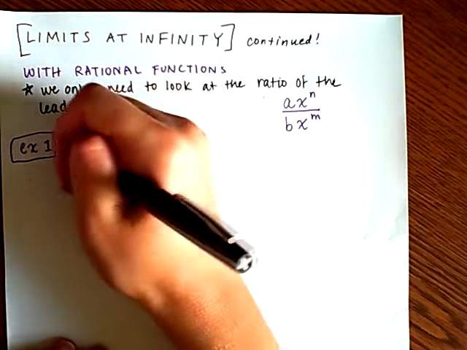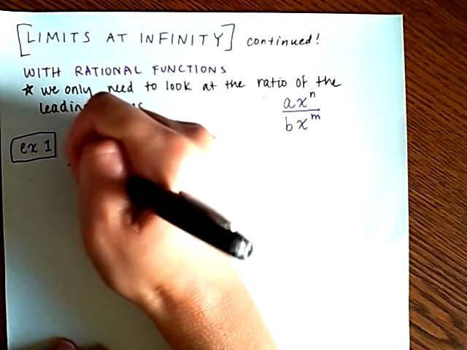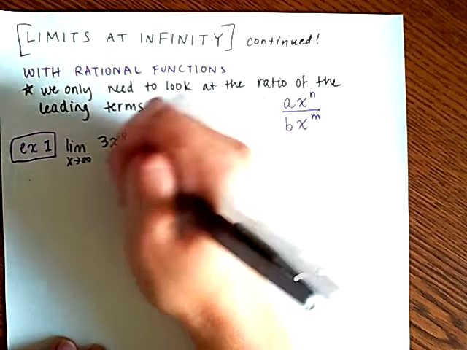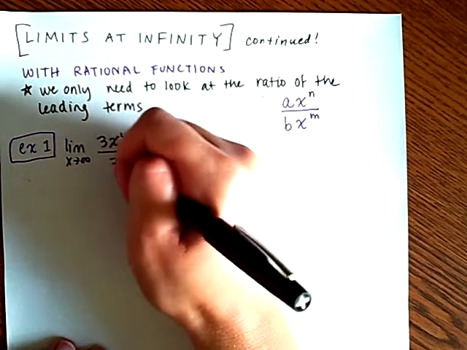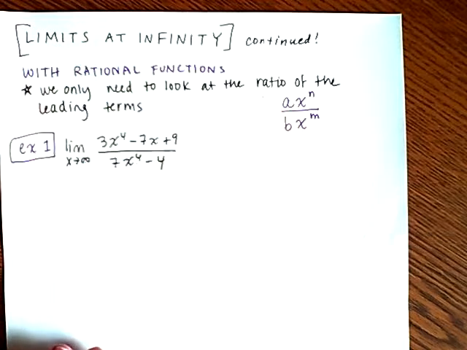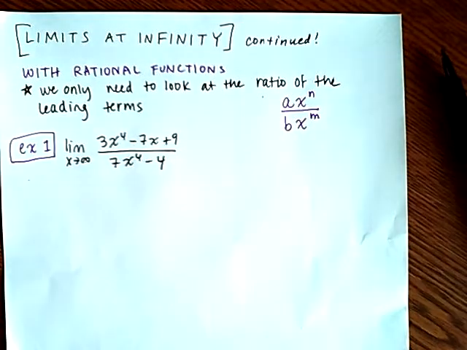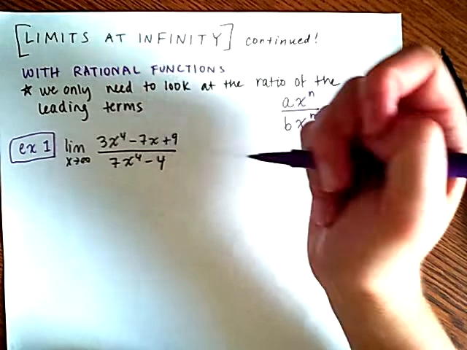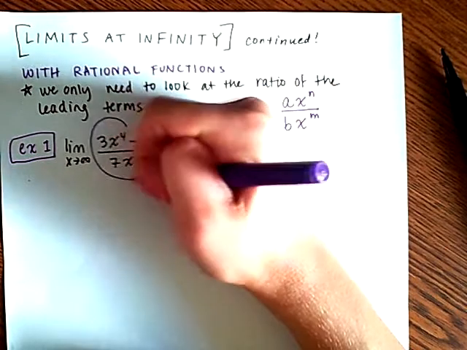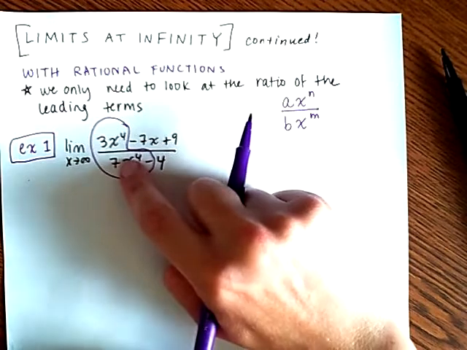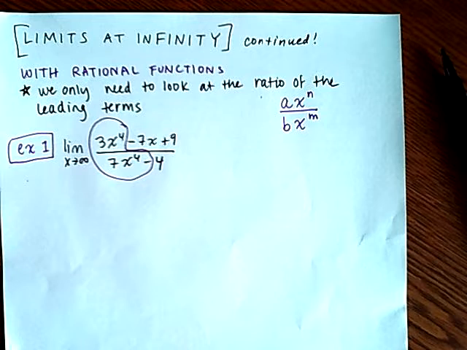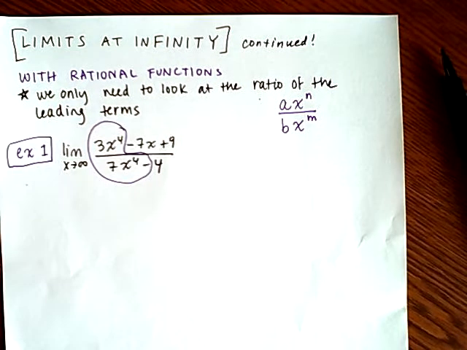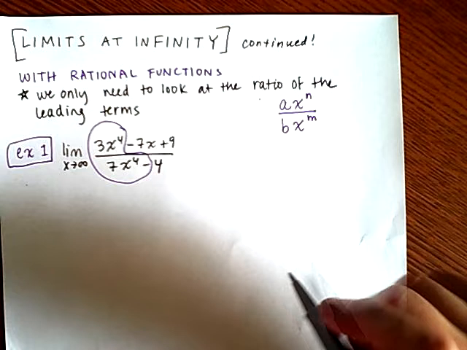is going to be the limit as x goes to infinity of 3x to the fourth minus 7x plus 9 divided by 7x to the fourth minus 4. And if I'm thinking about this graphically, the idea is that as x goes to infinity, this will look very much like if I just zero in on the leading terms of top and bottom. It's going to look graphically a lot the same as if I have those other terms, because as x goes to infinity, it all evens out and looks the same.